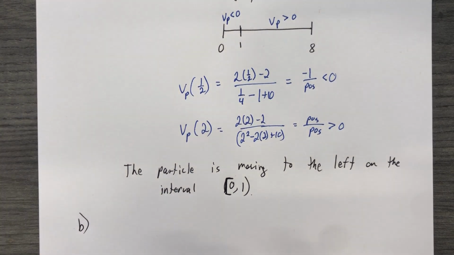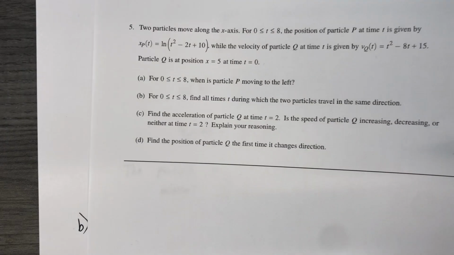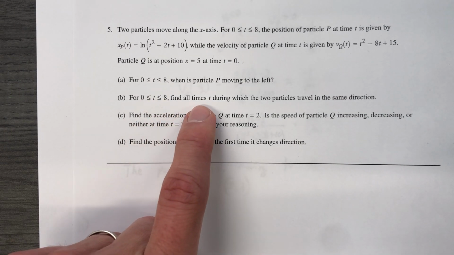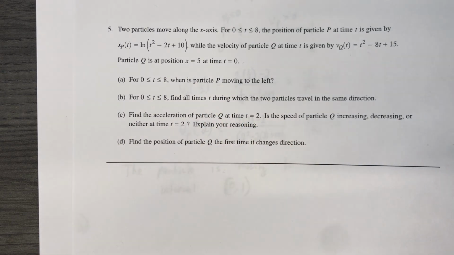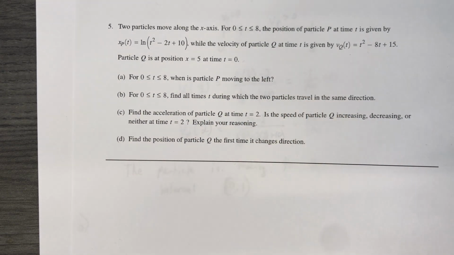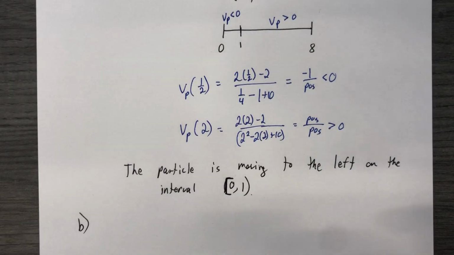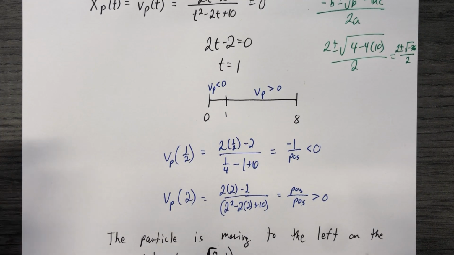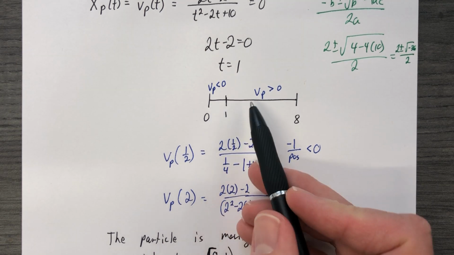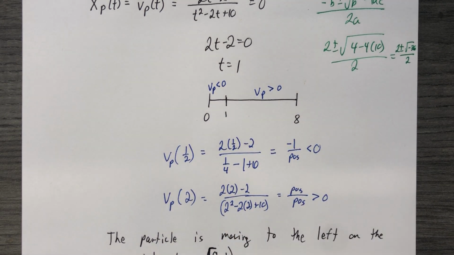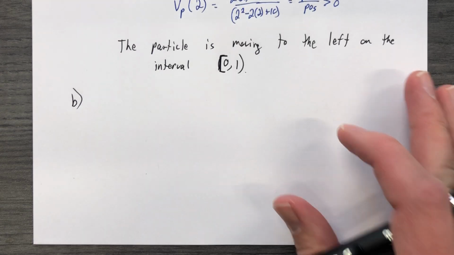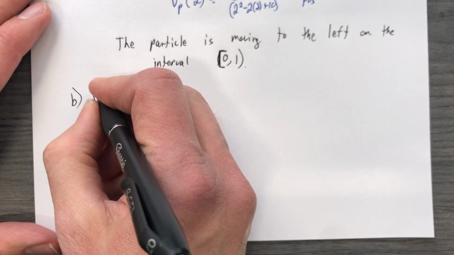Okay, part B. Let's stop looking at the answer key and start looking at part B. For t from 0 to 8, find all times t during which the two particles, both of them, travel in the same direction. So here's the beautiful thing. We already know the direction at which particle P is traveling. We know it's going to the left here and to the right here. So now we have to do the same thing for particle Q. And particle Q has this velocity right here.